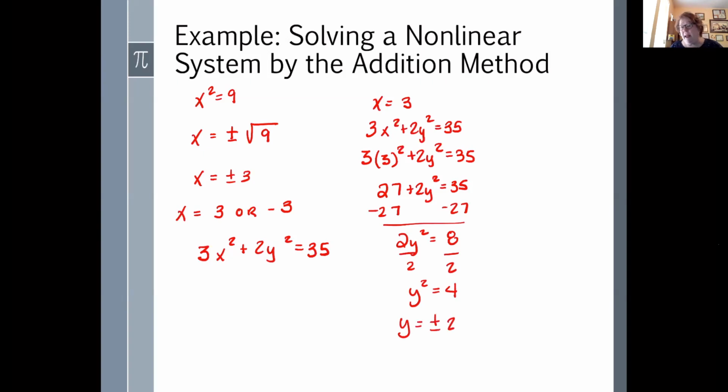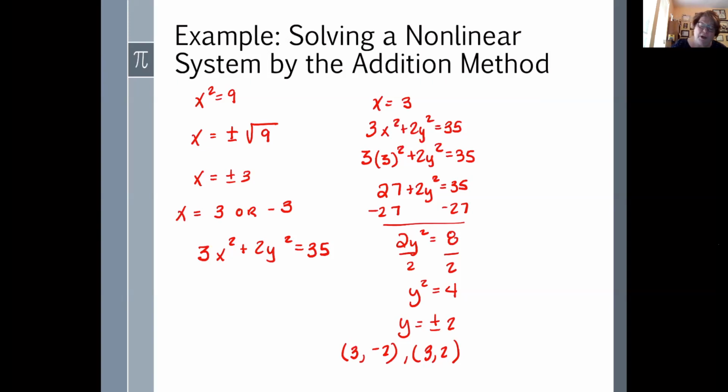So the two ordered pairs I get from this is that x is 3 and y can be -2. x is 3 and y can be +2. So I get two ordered pairs from x equals 3. When the x coordinate is 3, I get two different y values.